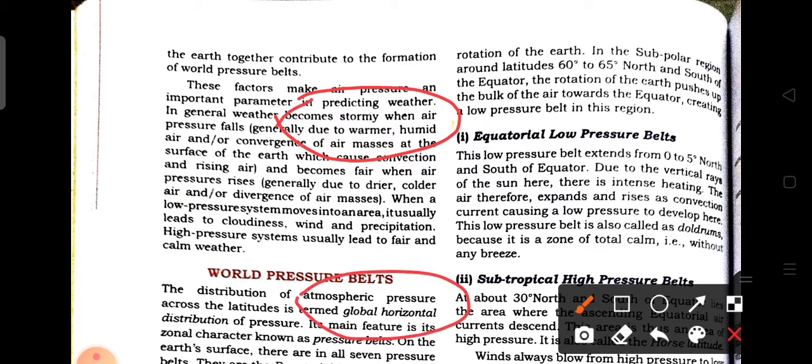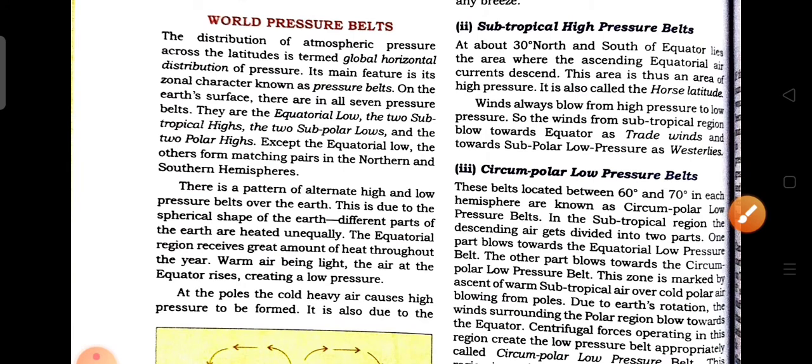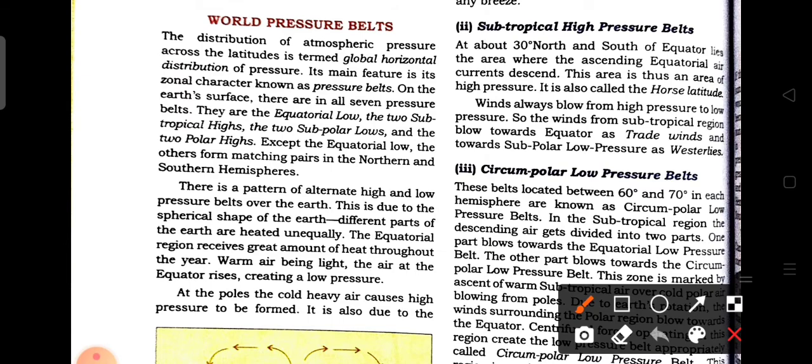And why is the high pressure prevailing in the two polar regions? Because of the rotation of the earth. That means there are two causes for the high pressure prevailing in the polar region: the cold climate condition in the polar region and also the rotation of the earth.